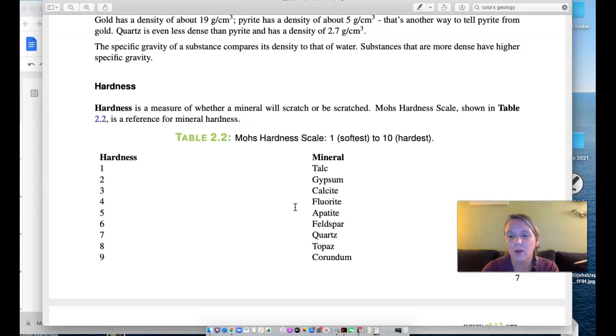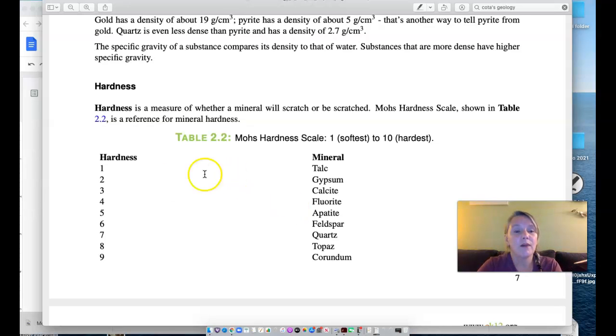It's kind of a hard one to learn in class, especially with our classroom set of minerals, because they've been scratched and tested so much over the years that sometimes it's difficult to know, when you're scratching it with your fingernail, if it's just the powder coming off from a previous test or if you're actually scratching it.